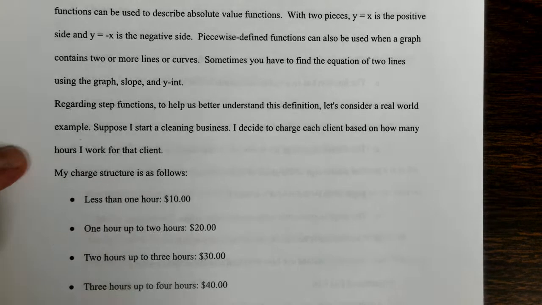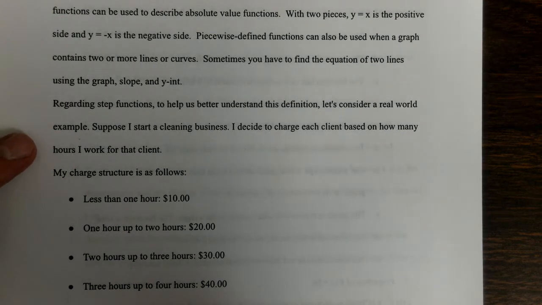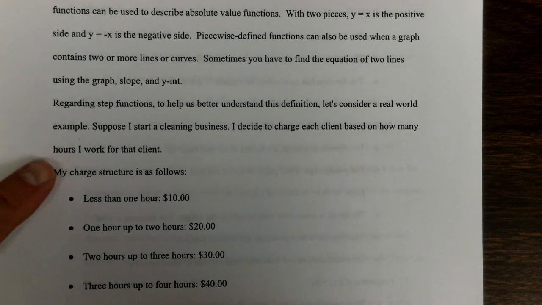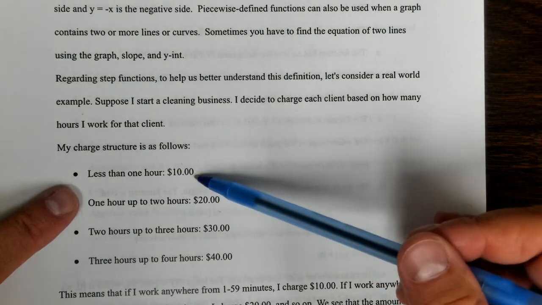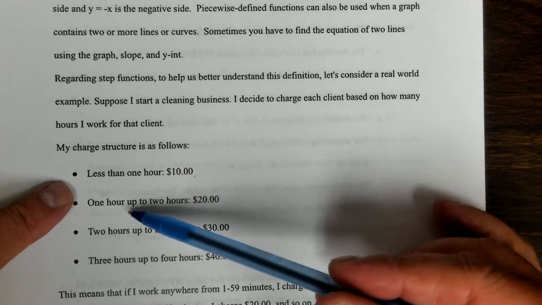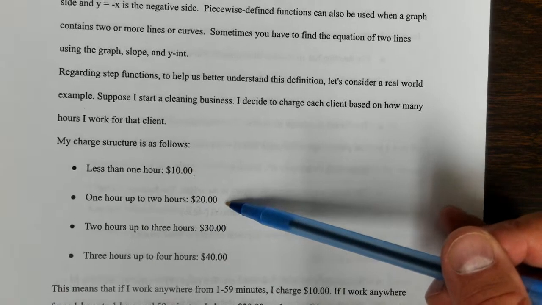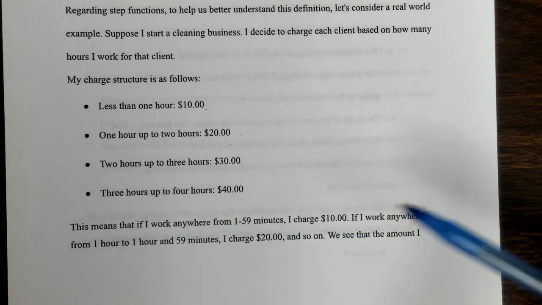So regarding step functions, to help us better understand this, let's consider a real-world example. Suppose a person starts a cleaning business. They decide to charge each client based on how many hours they work for the client. If it's less than 1 hour, it's $10. So that's like your setup. And then from 1 to 2 is 20. From 2 to 3 is 30. 3 to 4 is 40.